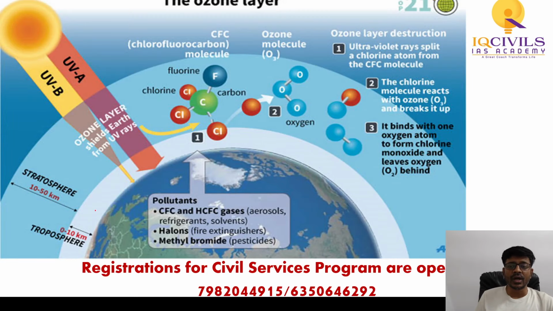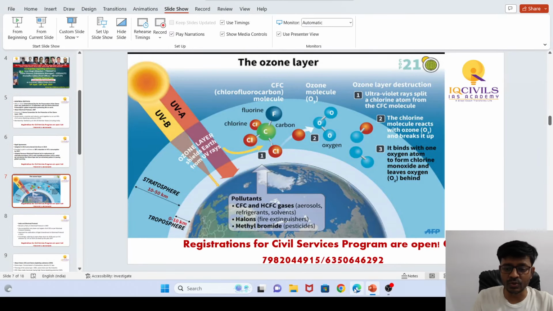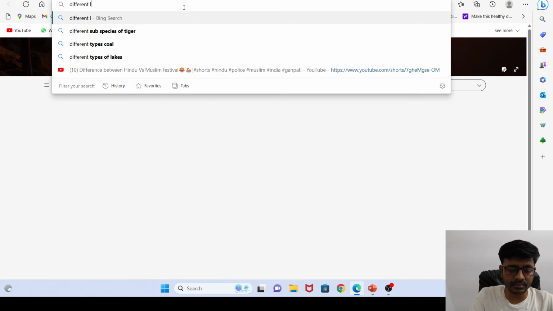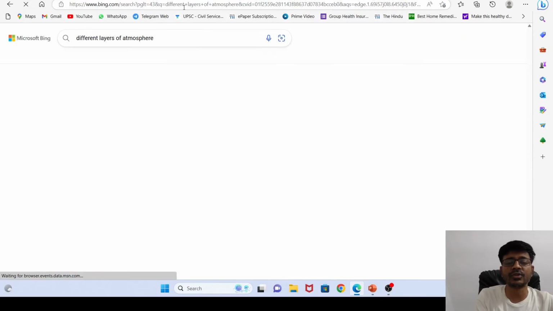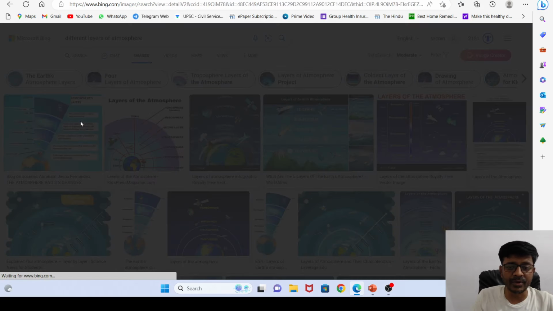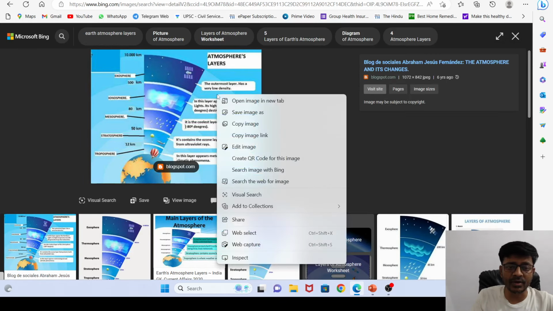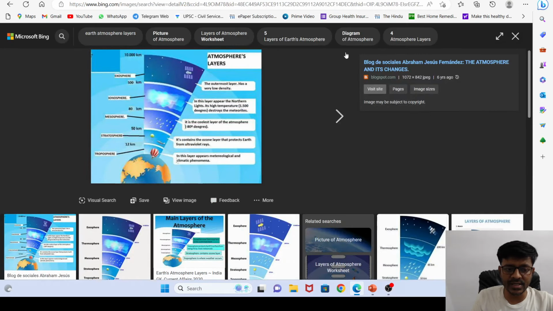So on our earth, there are different layers of the atmosphere. For example, the lowermost layer of the atmosphere. I will go to Google and show you the different layers of the atmosphere. Okay, the lowermost layer is known as the troposphere. Climatic phenomena that happen on the earth take place in the troposphere. So the lowermost layer is the troposphere.